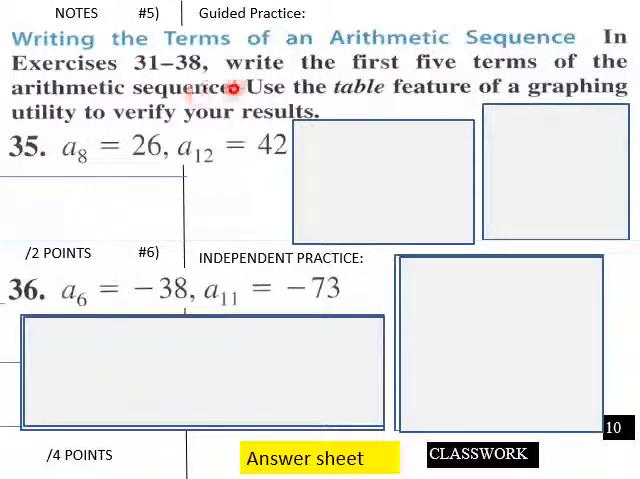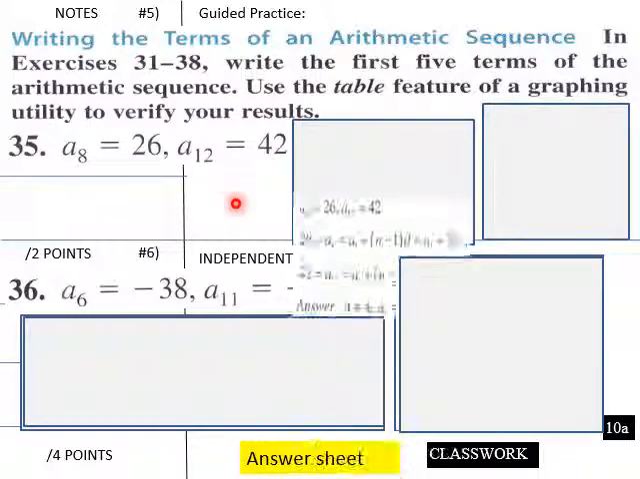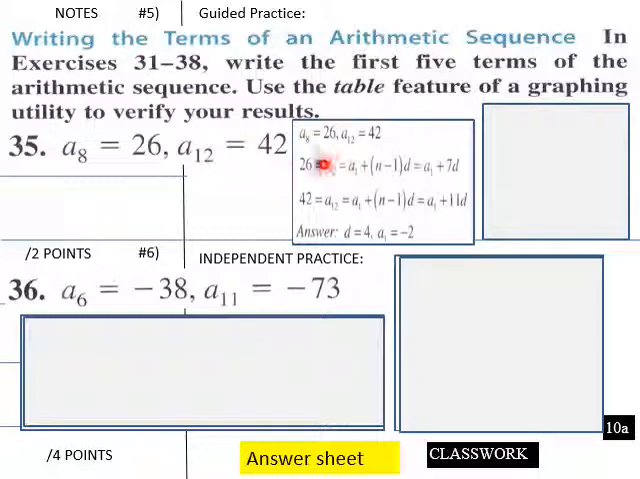So knowing that, write the first 5 terms of the arithmetic sequence. Use the table feature of a graphing calculator to verify your results. So our 8th term is 26 and our 12th term is 42. So knowing that, with a8 equal to 26 and a12 equal to 42, here's our template, and then d. So we have a1 plus 7d here. So a8.